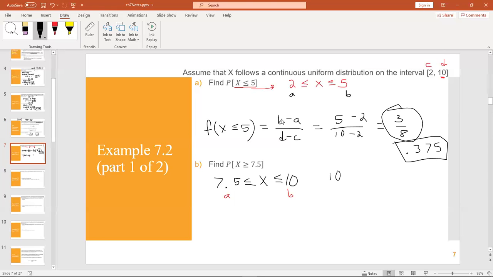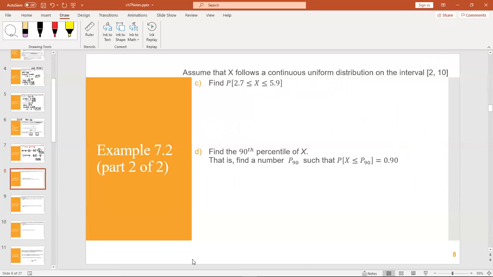So we're going to do this same formula that we did before. We're going to do 10 minus 7.5 on top, and on the bottom, we're going to do 10 minus 2. That's going to give me 2.5 over 8. Let's see what 2.5 divided by 8 is. That is 0.3125. All right, there you go. That is that probability.